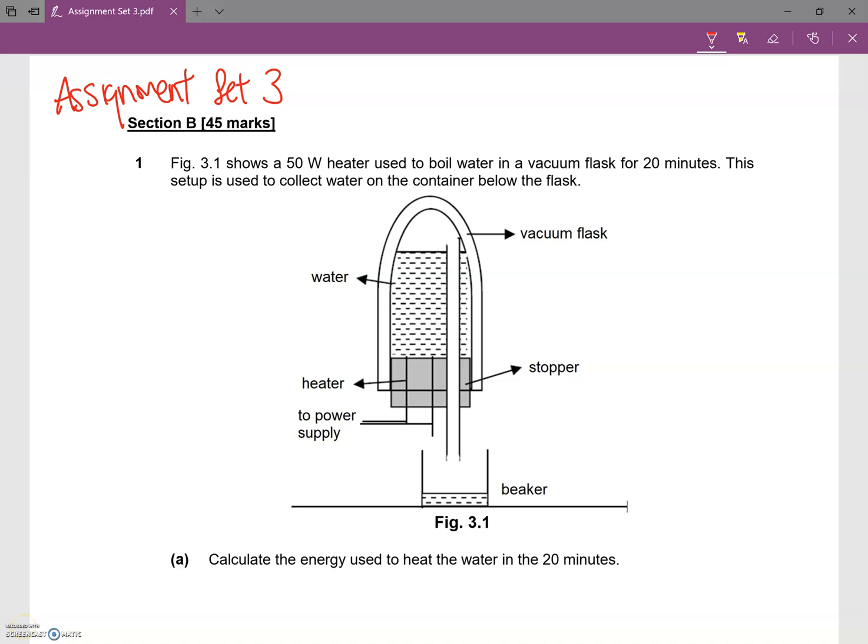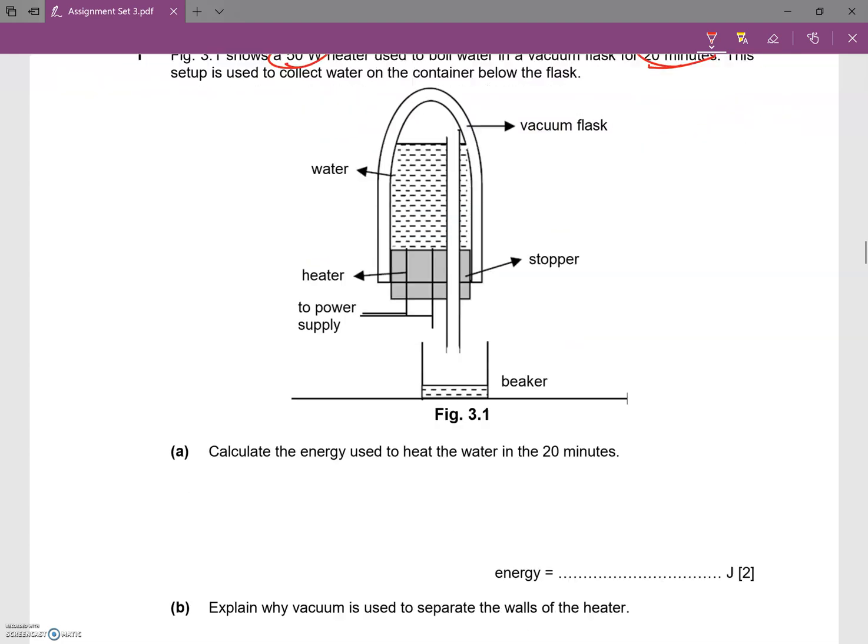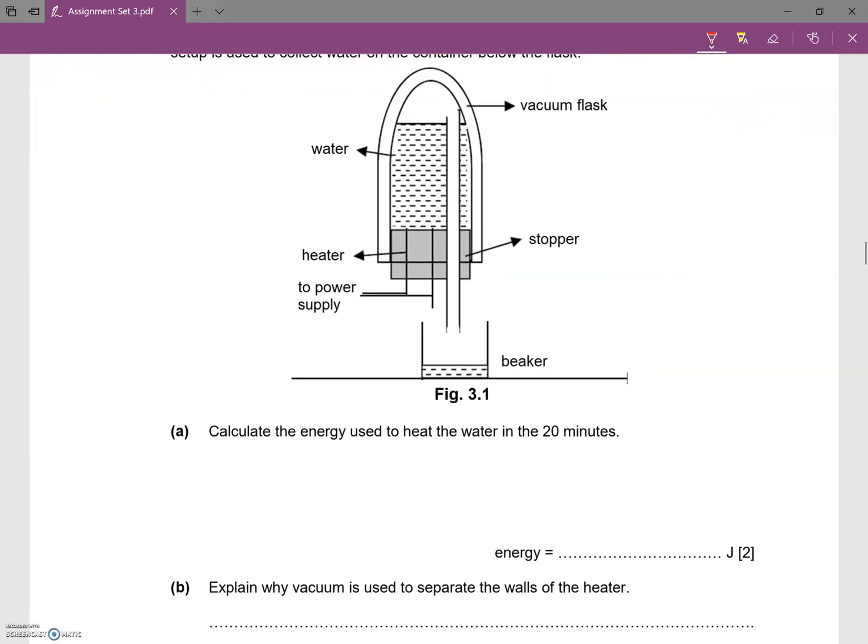Okay, let's go through assignment set 3, section B, question 1. Figure 3.1 shows a 50-watt heater. This is the power used to boil water in a vacuum flask for 20 minutes. This is time in minutes. This setup is used to collect water in the container below the flask. Below the flask there's a beaker, or container, that's used to collect the water.